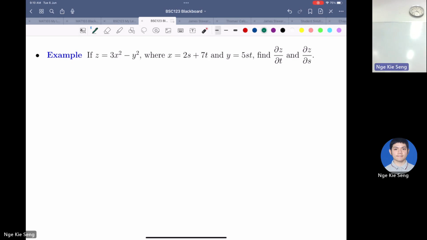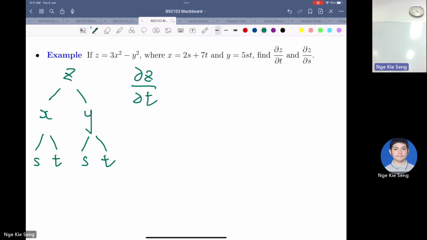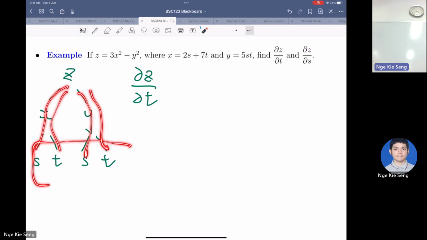Now, we have a function Z in X and Y, and then X and Y are in terms of S and T. Let's write down this situation. First we start with Z. We have a function in terms of X and Y, and then our X and Y are in terms of S and T. What do we want to find first? We want to find ∂z/∂t. Why do we put partial on Z now? Because our Z is defined using S and T.